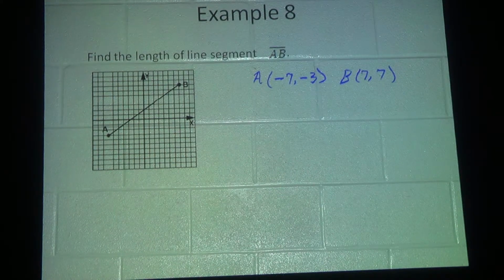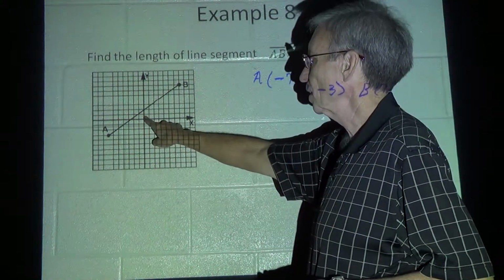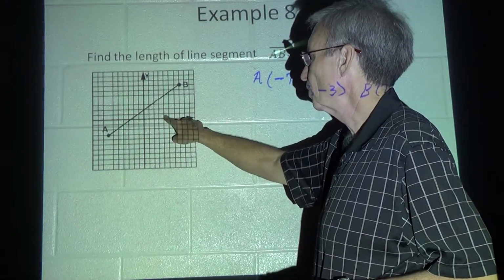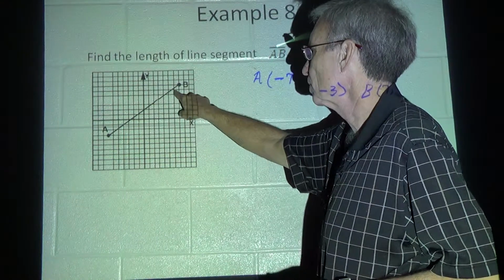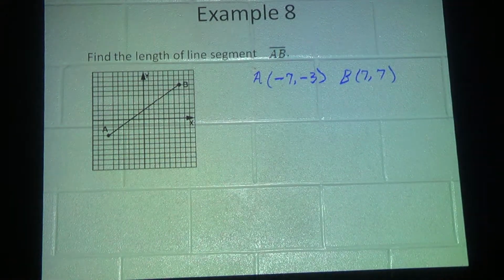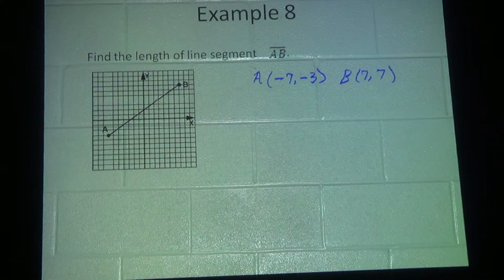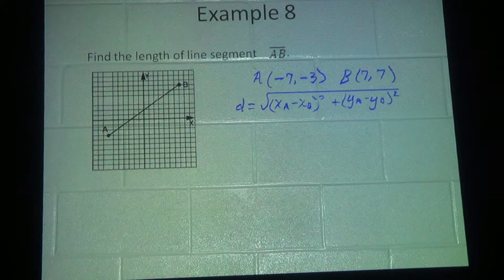Our b coordinates, we count those up, and we got 7, 7. So 1, 2, 3, 4, 5, 6, 7. Okay, so that's our coordinates. So we're going to plug it into the distance formula.